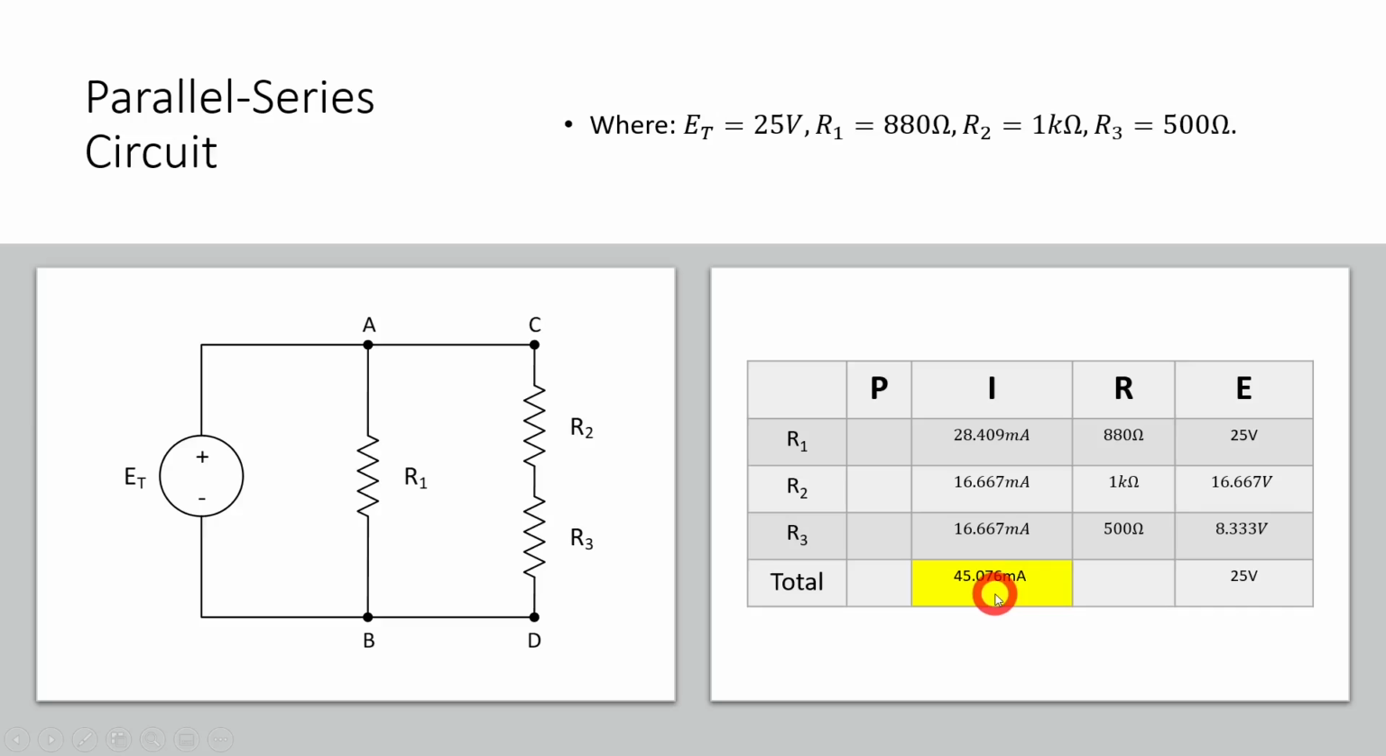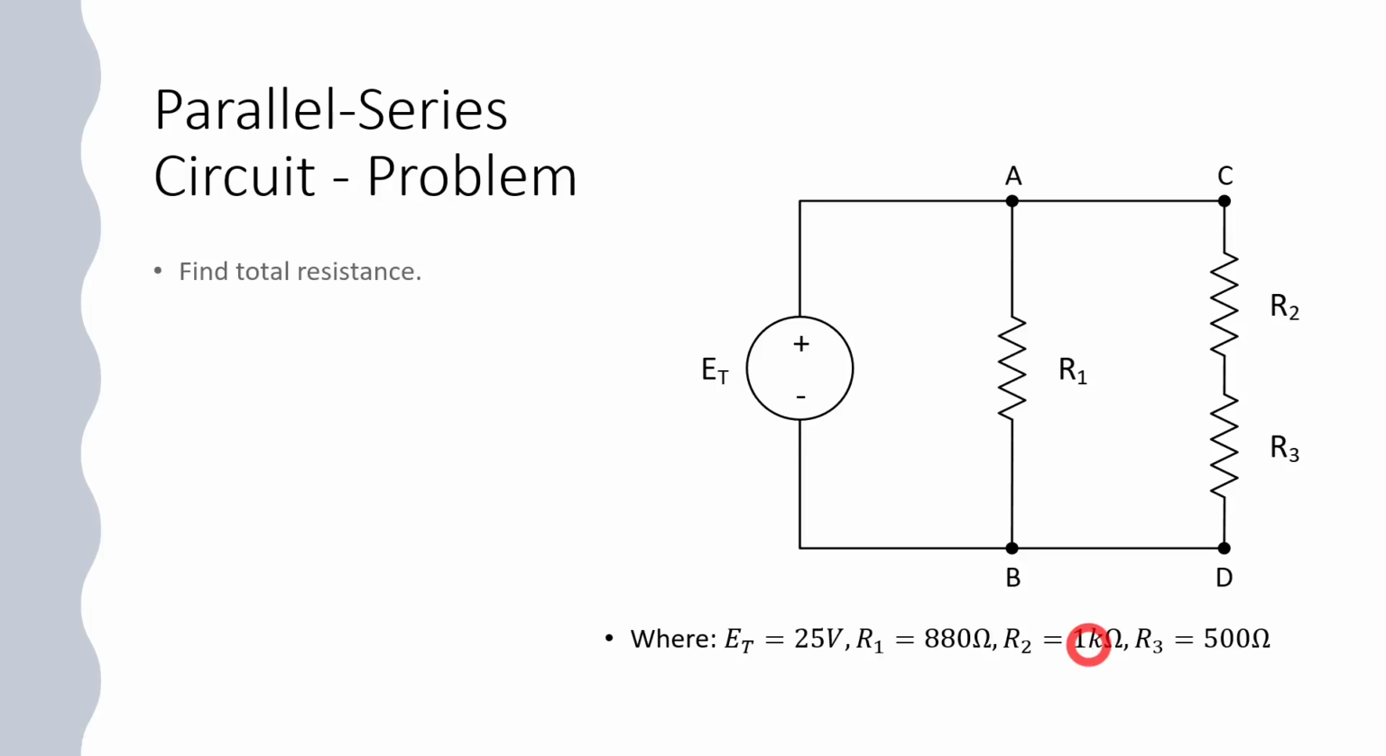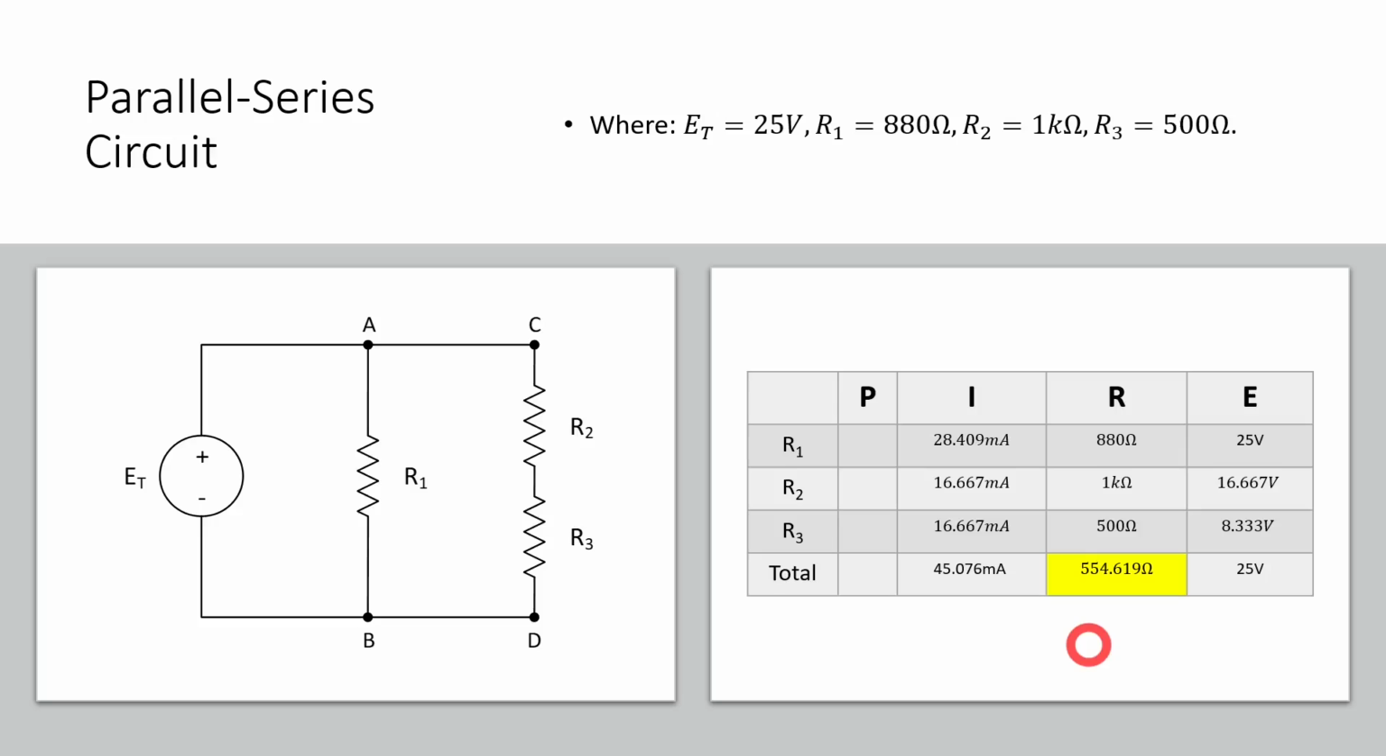And then we can go a number of different directions, but we're going to go ahead and calculate our total resistance next. So let's get our total resistance. Our total, this is just Ohm's law, equals our E total divided by the I total that we just figured out there. So our 25 volts divided by the 45.076 milliamps, and we get 554.609 ohms of total resistance. So we go ahead and fill that in our table here.